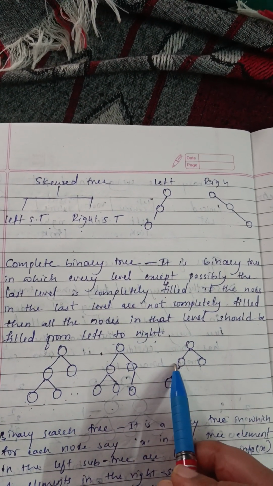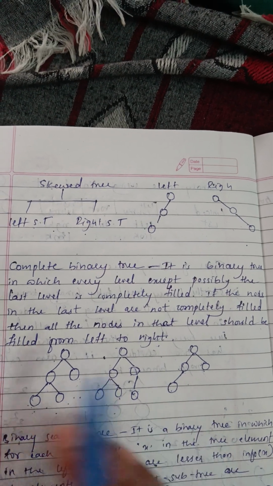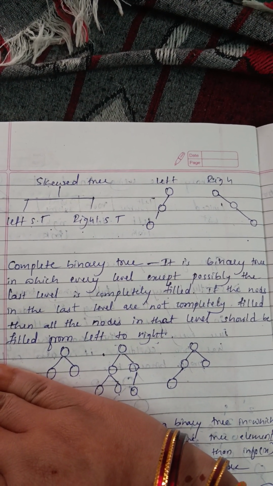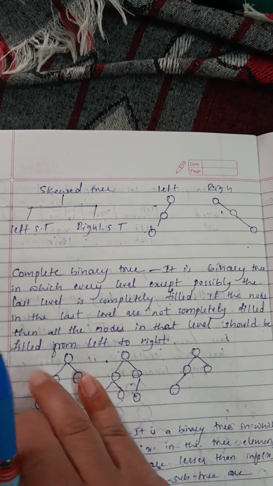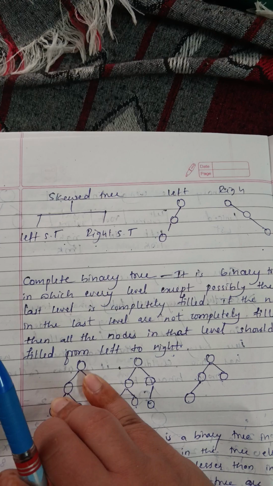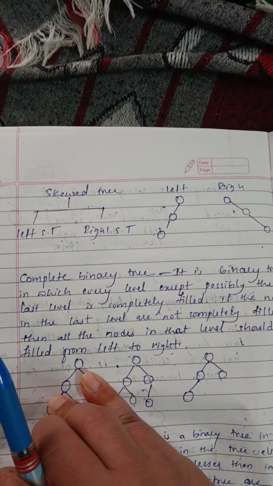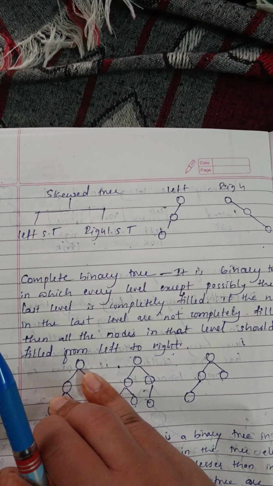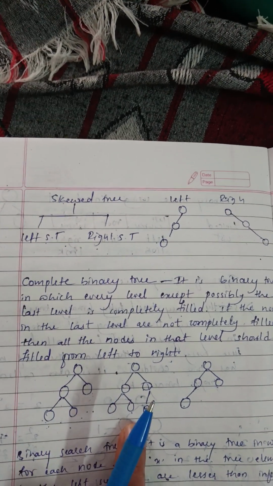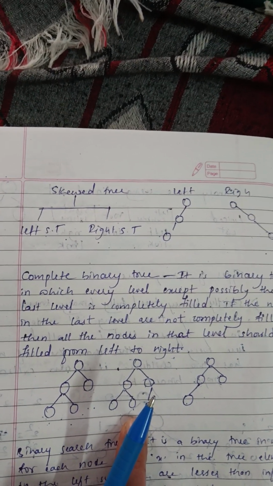See here, what you have to consider: this is not a complete binary tree because it is not fully filled. If it is like this, then it will become a complete binary tree. Why is it a complete binary tree? The last level must be filled from left to right. Then see here, this is your complete binary tree.